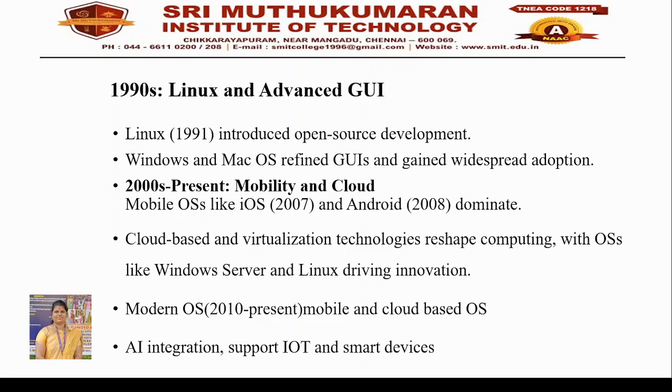2000s, sixth generation, at present advanced mobility and cloud. Network and distributed operating systems: systems connected through networks, resource sharing, client server model. Examples: Windows 2000, Linux, and so on. Cloud-based and virtualization technologies reshape computing, with operating systems like Windows Server and Linux driving innovation.